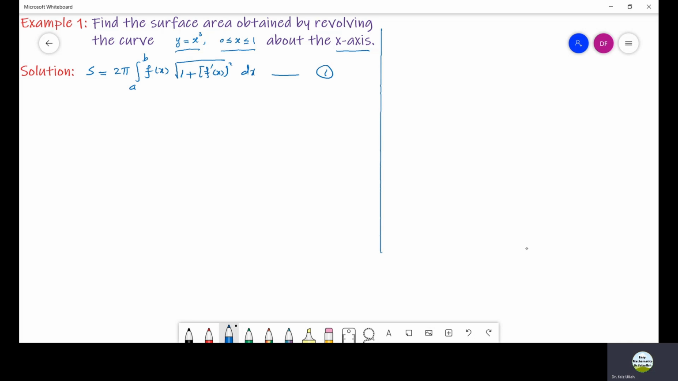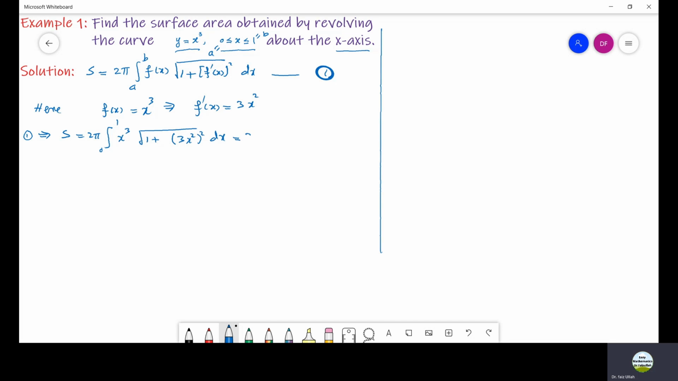Let us say this is 1. Now here we can see that f of x is equal to x cubed. If I differentiate it, I get f dash of x, which is equal to 3x square. And here the value of a is 0, and the value of b is 1. So using these values in formula number 1, we have S is equal to 2 pi, integration from 0 to 1, f of x is x cube, and now we can write 1 plus f dash of x, f dash of x is 3x square, whole square, into dx.